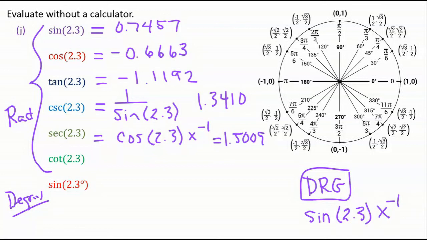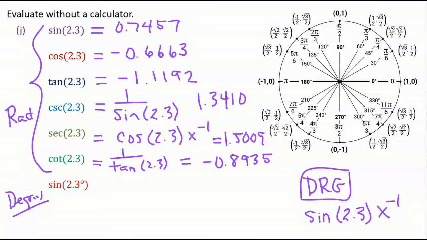I keep going. Cotangent of 2.3. Well, that's the same as 1 over the tangent of 2.3. Or you could do the tangent of 2.3 and hit that x to the negative 1 button. So if I do that, tangent of 2.3, and then I hit the x to the negative 1, push enter, I get negative 0.8935. If I round, that was a 4, 8, and it keeps going.